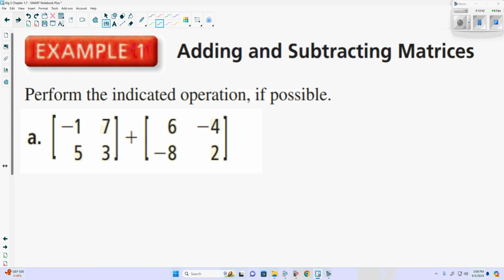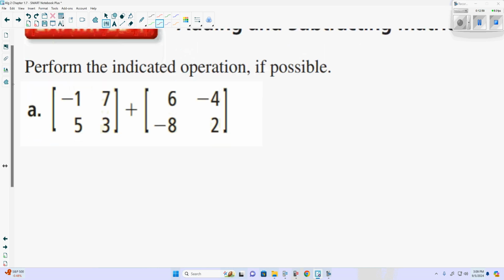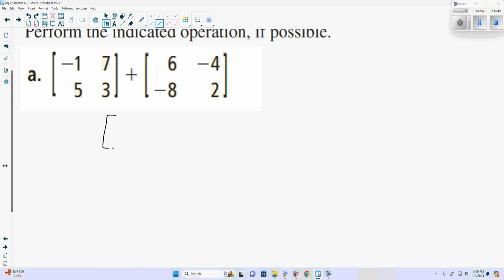So we kind of get how this works, yes? For the most part, with just straight addition, subtraction, it's almost quicker to do it by hand than it is to type the thing in. Even once y'all get used to typing these in, it's still faster to just, especially here, -1 plus 6 is 5, 7 plus -4 is 3, 5 plus -8 is -3, and 3 plus 2 is 5. We could almost add and subtract them just as fast as it takes to plug in matrix A, then matrix B, and then do A minus B or A plus B.